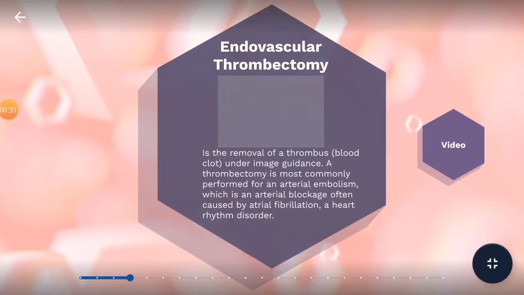Endovascular thrombectomy. The definition is the removal of a thrombus blockage, and thrombectomy is most commonly performed for an arterial embolism, which is an arterial blockade often caused by atrial fibrillation, a heart rhythm disorder.